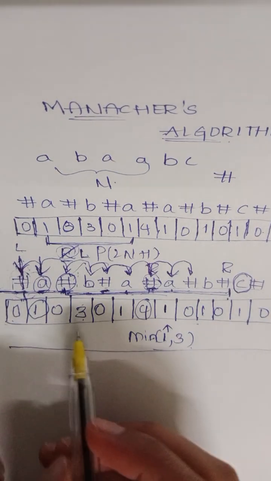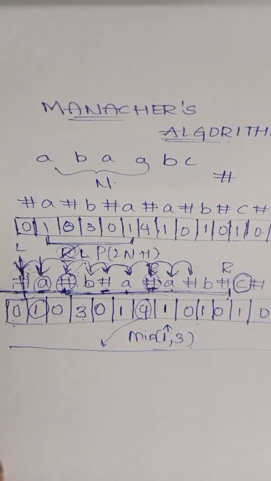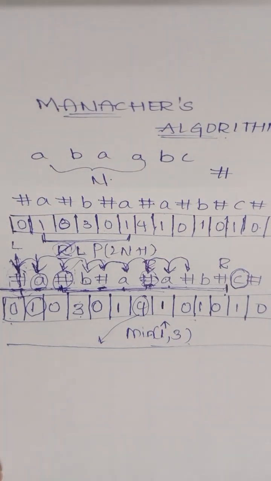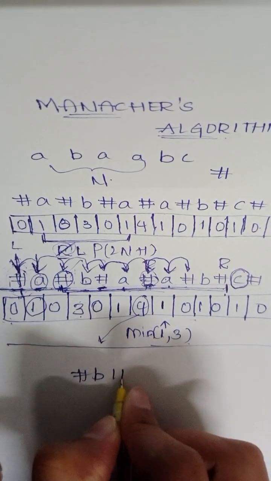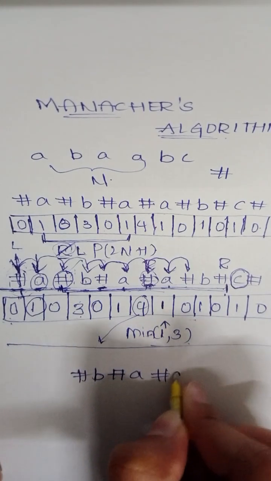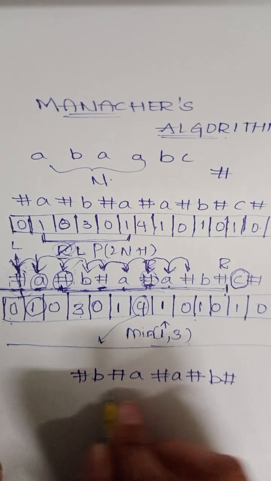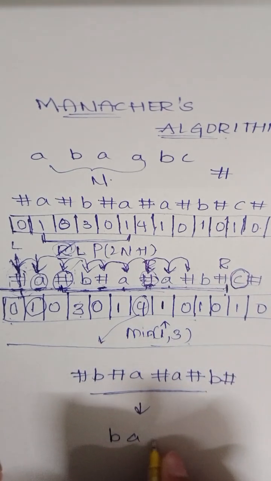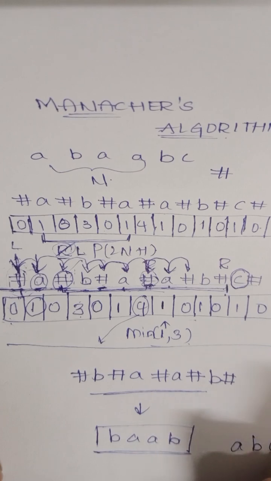And now we'll find the maximum number from this array, which is 4. So it is easy to find the longest palindromic substring, which is hash B, hash A, hash A, hash B. This is the longest palindromic substring, which gives B, A, A, B. This will be the maximum. This will be the longest palindromic substring of the given string A, B, A, A.